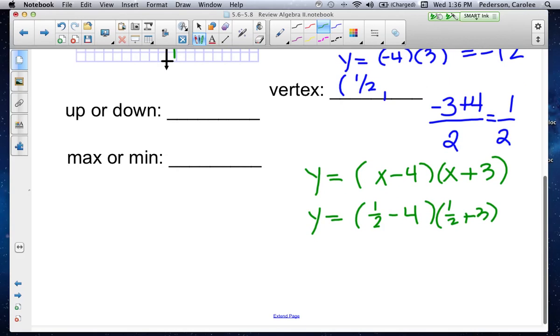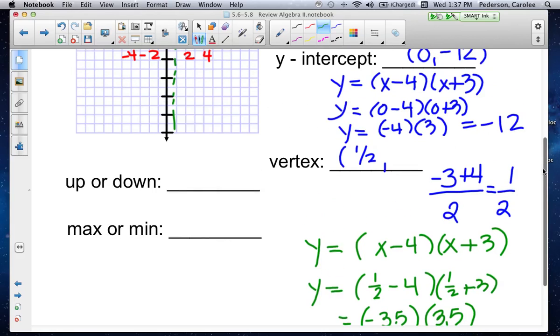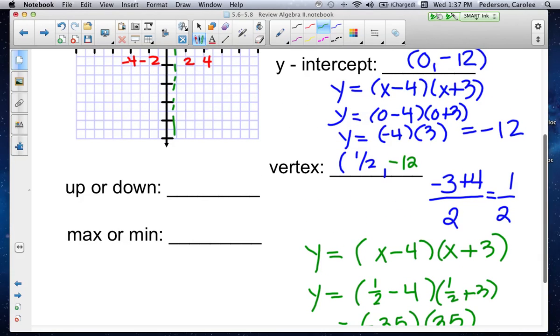So we get negative 3.5 times 3.5. And what's that in your calculator? Negative 12.25. So that's the y value of the vertex. Remember, the vertex represents the maximum or the minimum point.